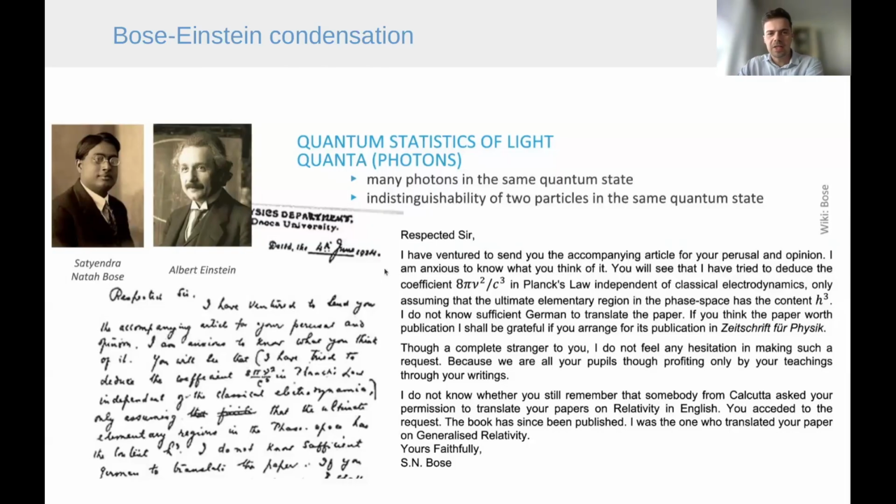Albert Einstein actually answered this letter, and the answer was positive. He answered, "I have translated your paper and given it to Zeitschrift für Physik for publication. It signifies an important step forward and pleases me very much." So, as you can see, Albert Einstein was very interested in this result and helped Bose, but that was actually not all.